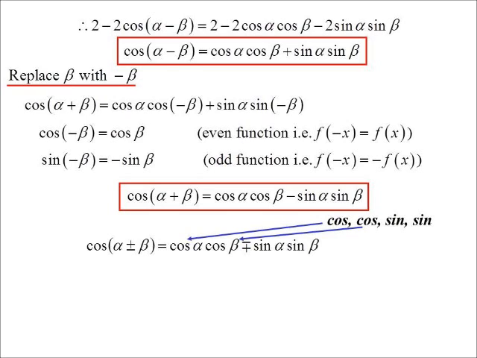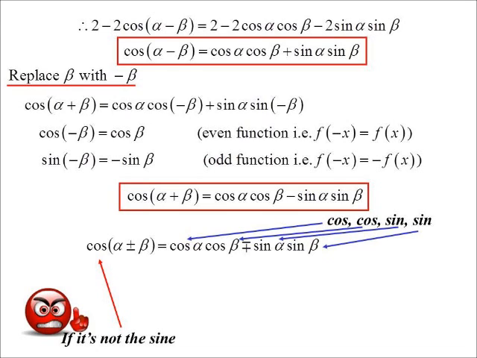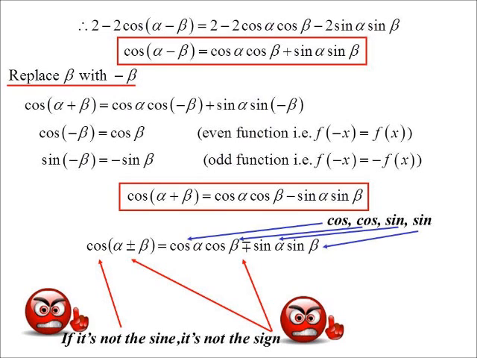Cos, cos, sine, sine. Okay? It's cos, cos, sine, sine. But if it's not the sine function, it's the cosine function, it's not the sine function. So if it's not the sine, it's not the sine. So the sign changes. You see?